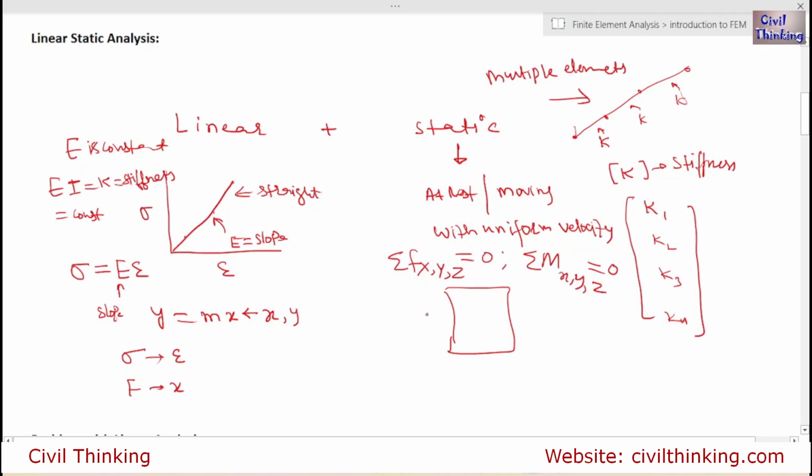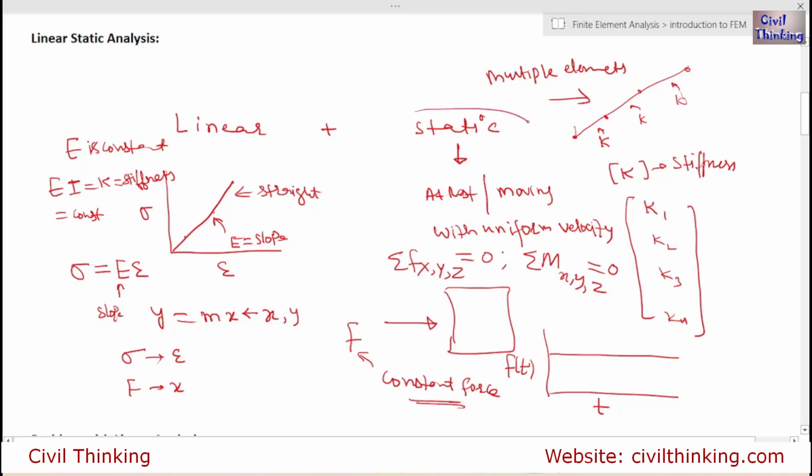And also the force acting on a body is constant with respect to time. For example, if this is the force, then the external force does not change with time. So when we have a constant force, then we have this static analysis.